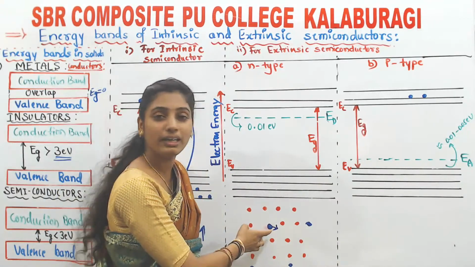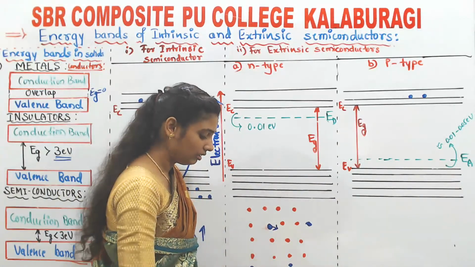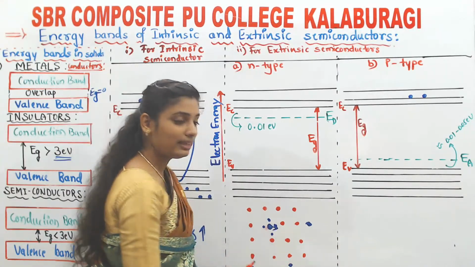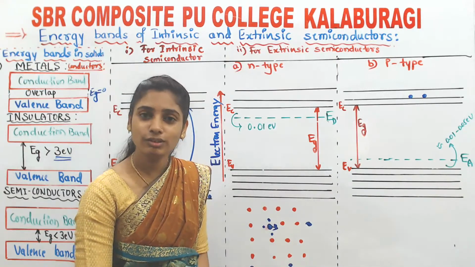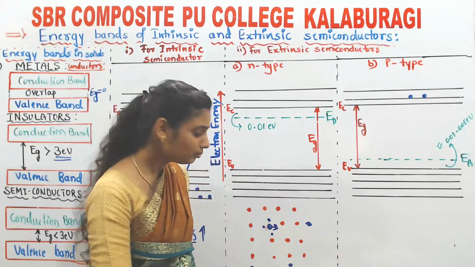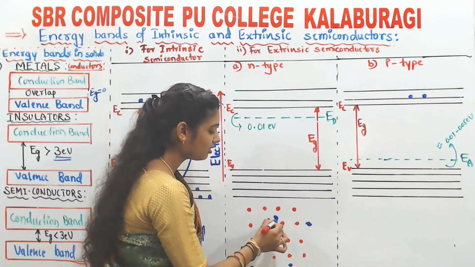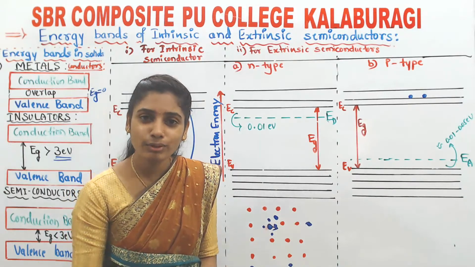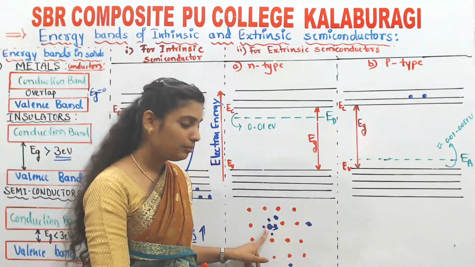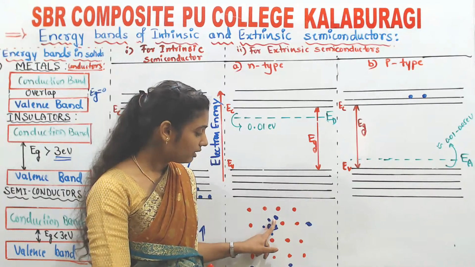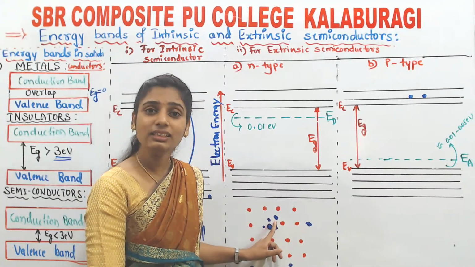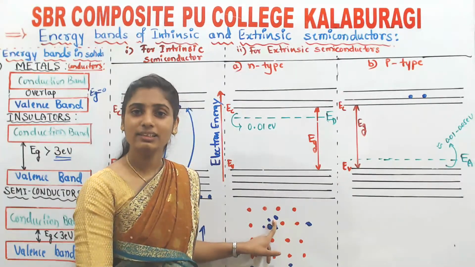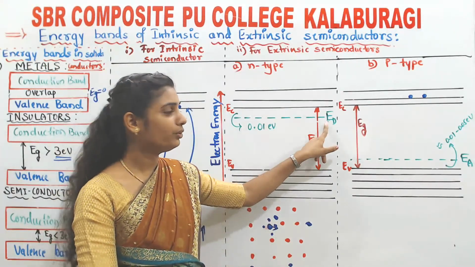Here, as this pentavalent atom is added, it is going to share four of its valence electrons to make four covalent bonds with the neighboring silicon atoms, and there will be one extra valence electron which is very less tightly bound to the impurity atom. So that's why, as it is giving an extra electron to the crystal, I can say that it is nothing but a donor impurity.